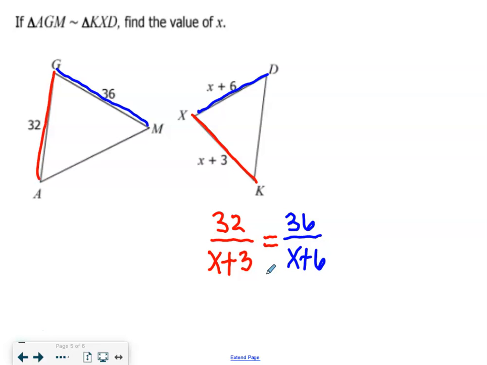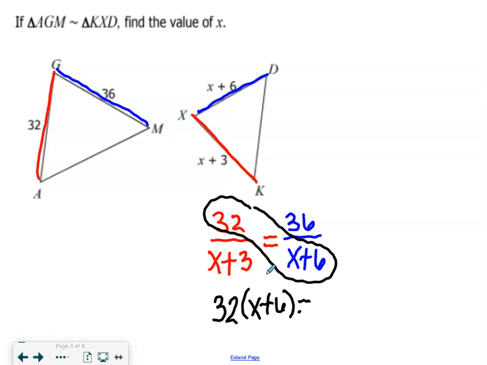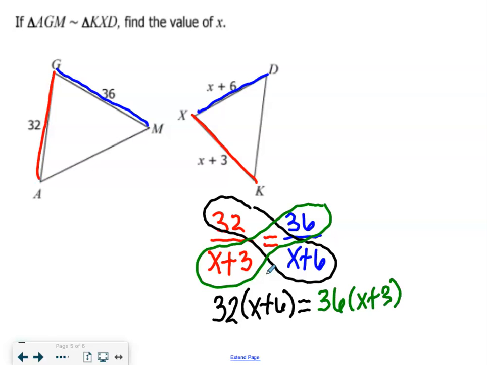This might be like a review from 7th grade. Remember how to solve a proportion? Yeah, cross multiply, right? You do that butterfly thing. I'm going to have 32 times x plus 6, set equal to 36 times x plus 3. Now, does that look familiar, or has no one ever done that before?